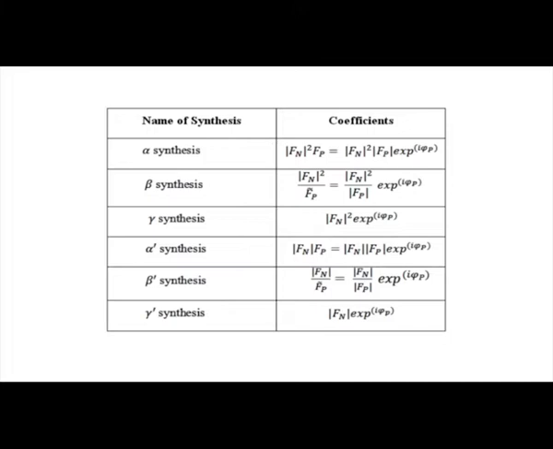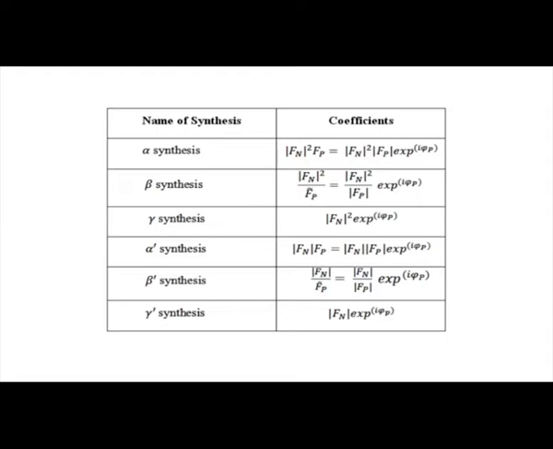What is my beta prime synthesis? Now, instead of the second row mod F1 square, remove the square, mod F1 by Fp dagger. Fp dagger is what? Fp is mod Fp e power i phi p, Fp dagger will be mod Fp e power minus i phi p. That exponent e power minus i phi p, when it is taken to the numerator, becomes e power i phi p. Clear. Now, gamma prime synthesis is nothing but mod F1 e power i phi p. So, if you look at the book, the practical applications of these syntheses have been provided by Ramachandran and Raman.